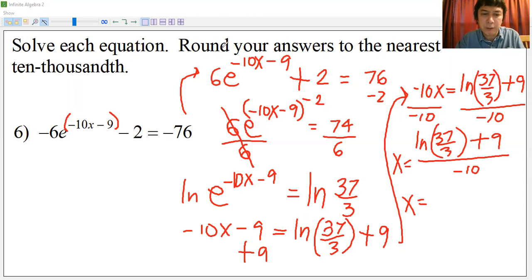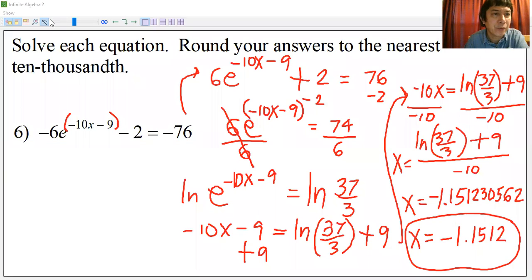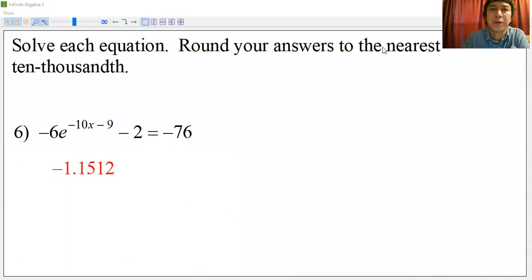There. And so the final answer is negative 1.151230562. There. And so rounding this to the nearest 10,000, this will be equivalent to negative 1.1512. There. That should be it. Let's check and verify. There, it's negative 1.1512. All right, we're correct. We shall continue with the next number.